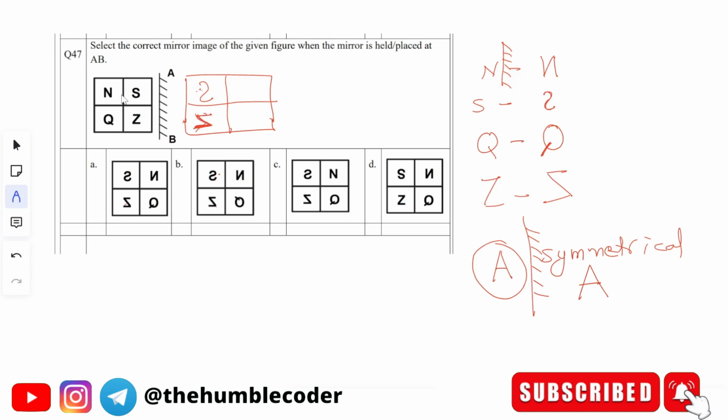Then next up we have N. So N, after any mirror image, will look like this. And then Q will look like this with the tail at this end. So now if you see the matching options, S, N, Z, Q. First one is matching. So for now, let us consider this is the correct one.